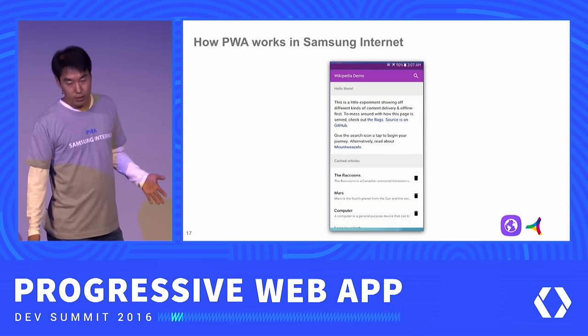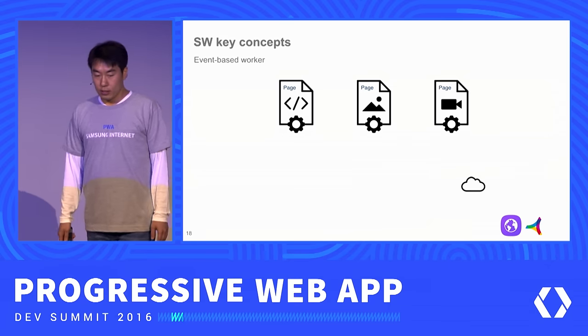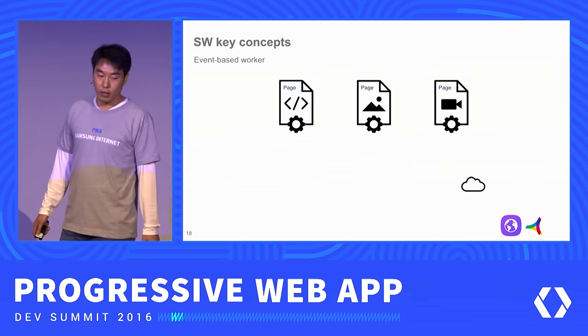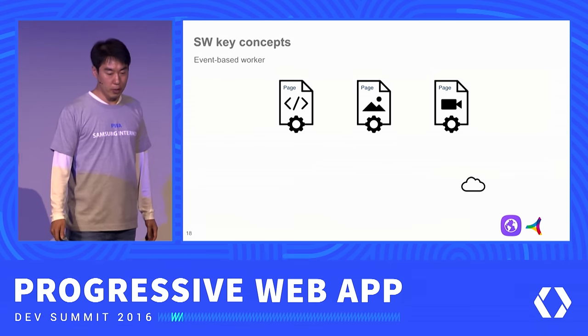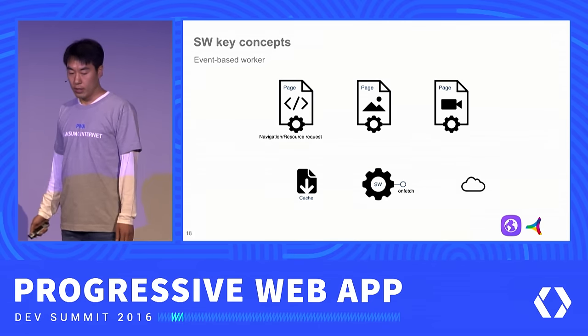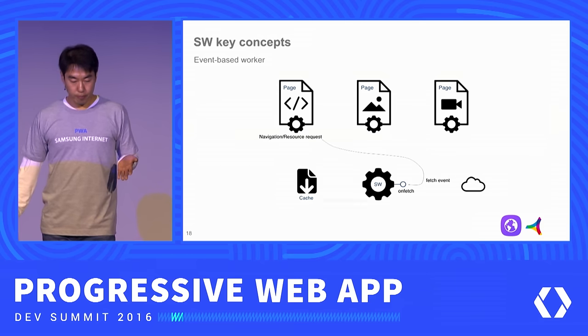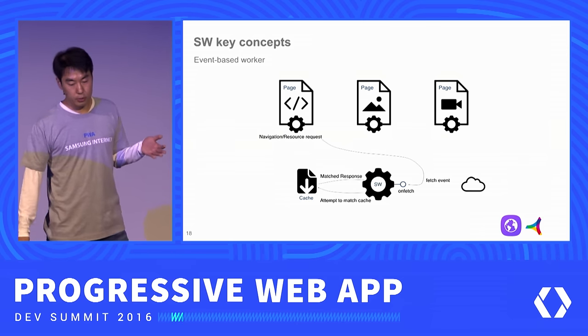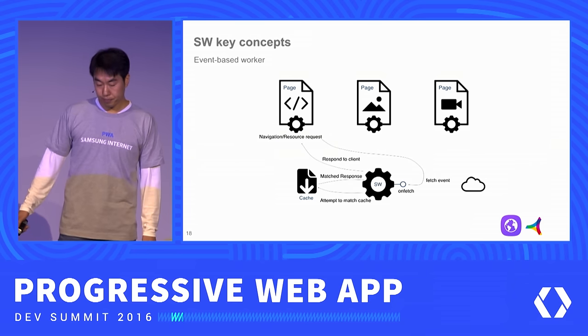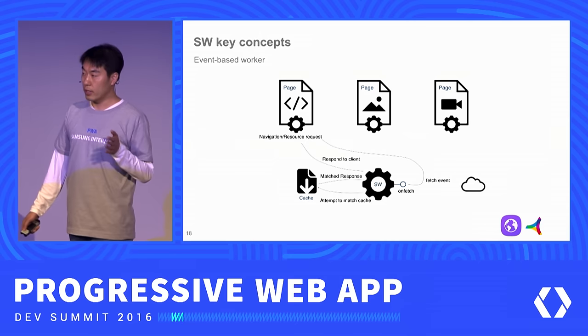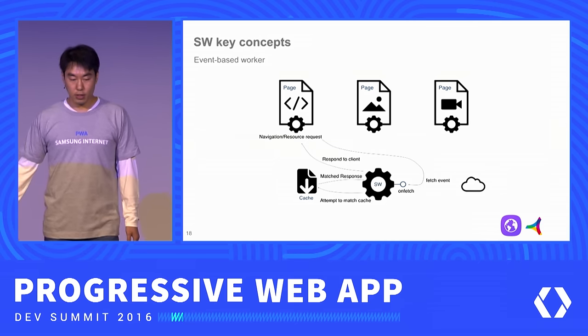This has been possible due to a number of technologies, including service workers. So now let me get down to more details about service workers, some key concepts. Let's wrap up: basically, a service worker is an event-based worker. Whenever a functional event is triggered inside the browser internals, the browser spins off the service worker. Supposing there is a resource request from the page, the browser spins up this service worker, and in this onFetch event handler, you as a developer have a chance to look up the local cache. If there's a matched response, it can be responded to the client right away. And when the event handling is done, the browser automatically terminates the service worker.